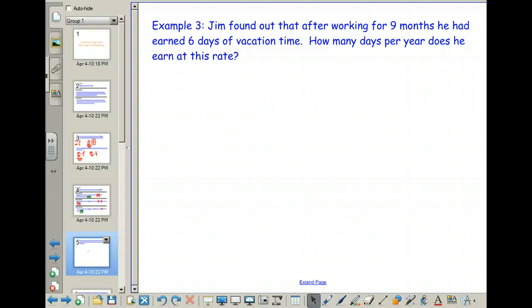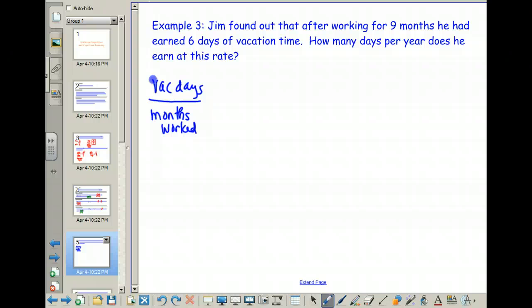So let's take a look here. What are we comparing in this case? What are the two different quantities that are being compared? Okay, days of what? Days of vacation. So we've got his vacation days. And months of what? Yeah, months worked, right? It's actually the months he worked. So if he were off sick for a whole bunch of time, then this might be something different. These are the months that he has worked.